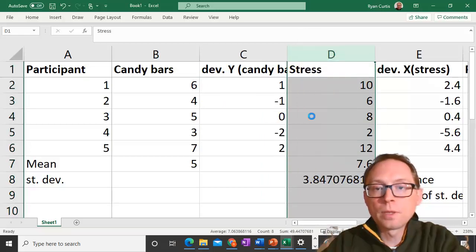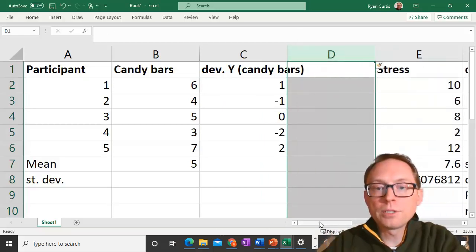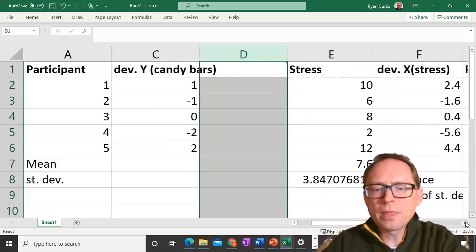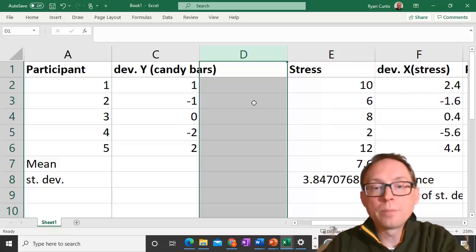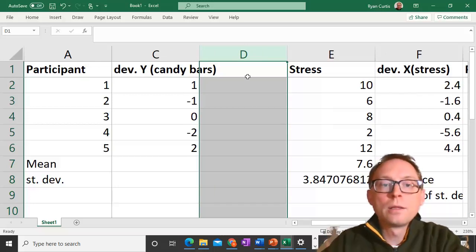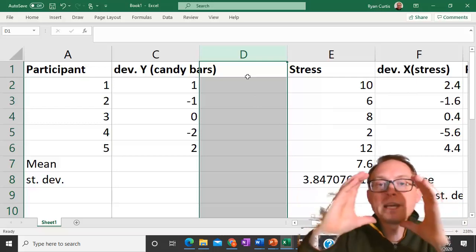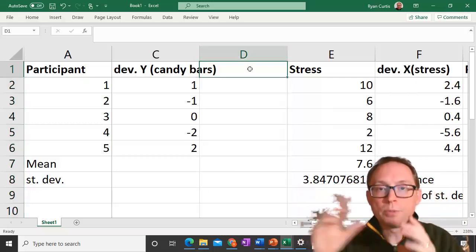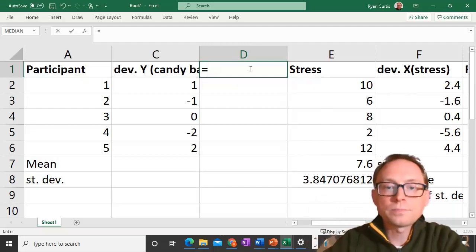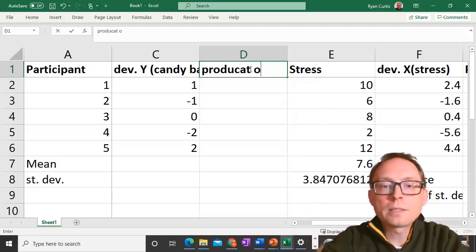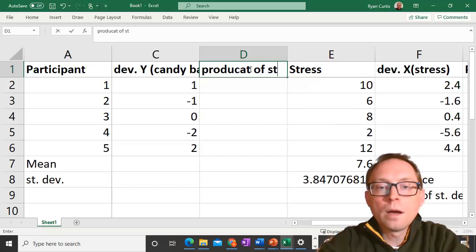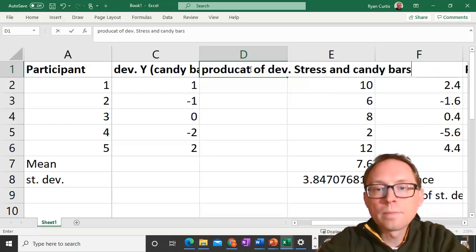So we're going to insert a column. Now think about this. Why do we not just add these up and then multiply them? The reason is because first you multiply, then you add. Please excuse my dear Aunt Sally. In the formula, the deviations are in parentheses. You do the deviation first, then you multiply, then you add them up. So this is going to be the product of the deviations of stress and candy bars.